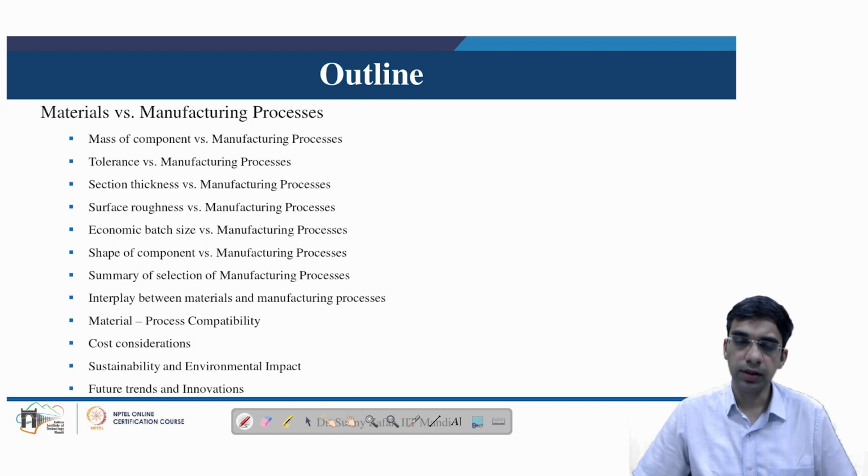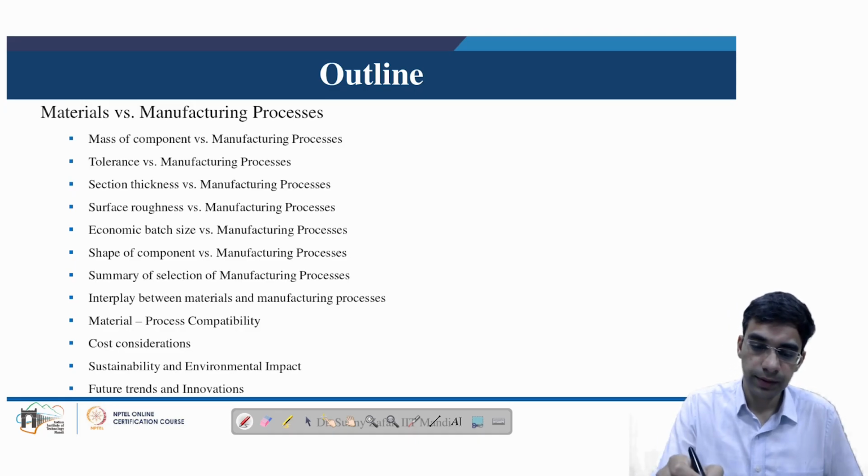like mass, tolerance, section thickness, surface roughness, economic batch size, shape of the component, and then summary of selection of the manufacturing process, interplay between materials and manufacturing process, material process compatibility, cost considerations, and then we will conclude the lecture by going through sustainability, environmental impact, and what are the future trends and innovation in this topic.